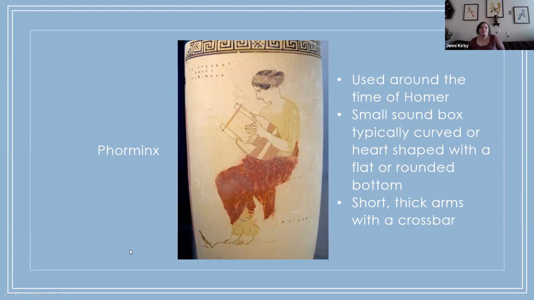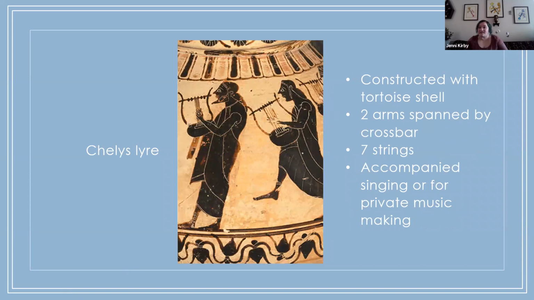And then one of the most common of the lyres is called the chelice lyre. And chelice is just the Greek word for tortoise. So these were constructed of a tortoise shell with ox hide on the front to create the resonating sound box. It has two fairly long arms that came up with a crossbar over the top. It again has seven strings, and this would have been the one that people would have likely learned when they went to school. It was used for accompanying singing and private music making.